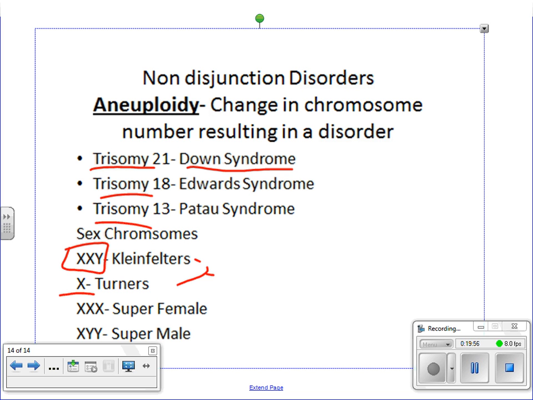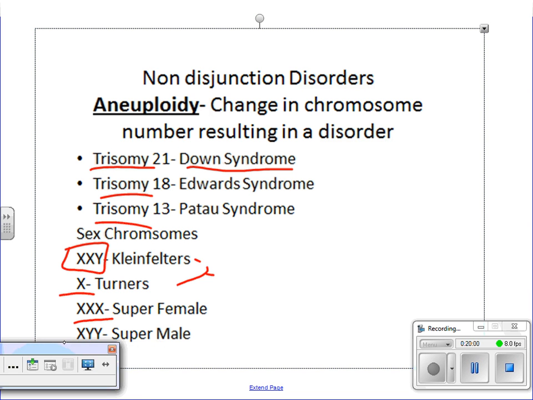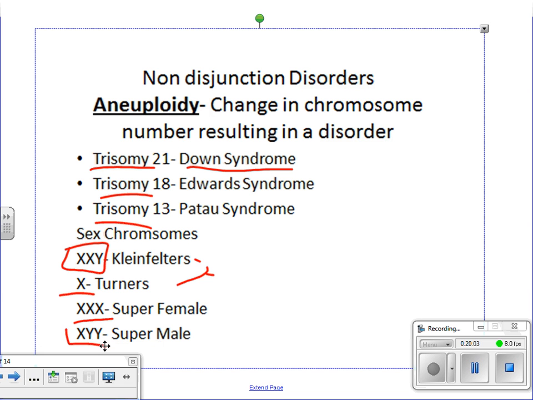And then super female and super male, you actually can't tell if somebody is a super male. They're just really tall. And with super females, you wouldn't really notice a difference with them either. They just have that extra X chromosome. The only way to find out if you are a super female is to get genetically tested for it.